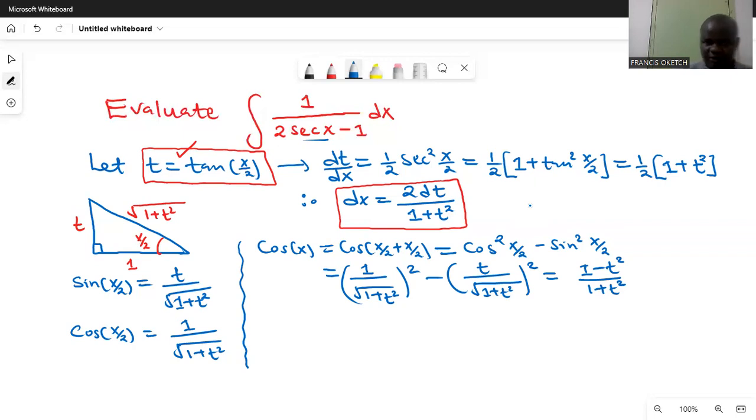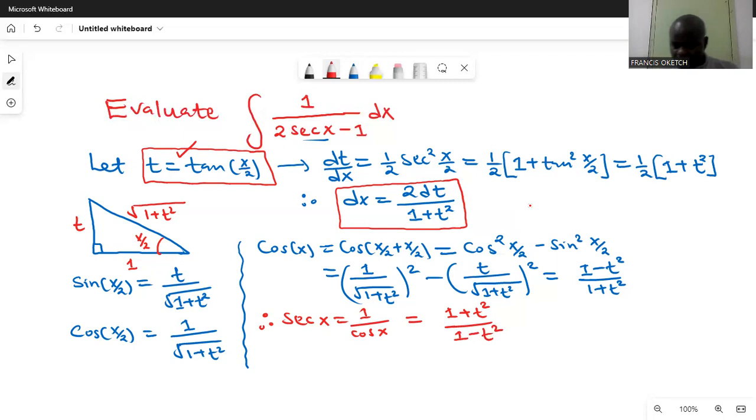So with this, you can now find sec x. So therefore, sec x the same as 1 over cos x. So the reciprocal, that will give us 1 plus t squared over 1 minus t squared. That is sec x. So back to our integral.